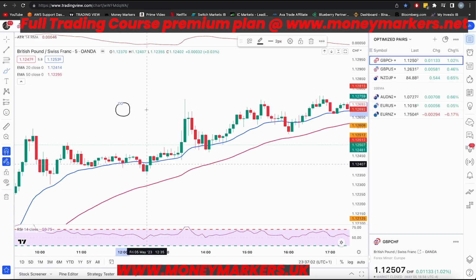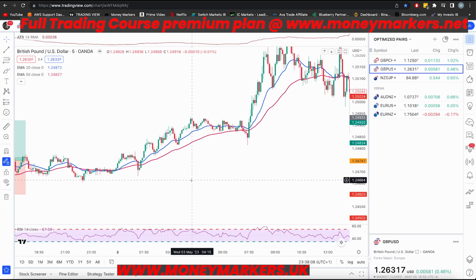Now the second factor is conditions. The condition is, if the market is trending upwards, we are only going to look for buying trades. After the trend is confirmed, we need to look for our entries.